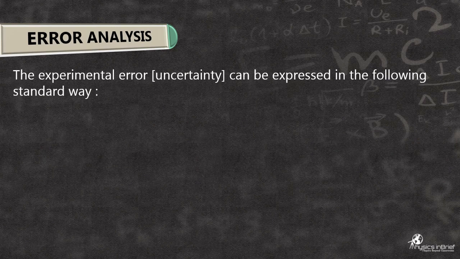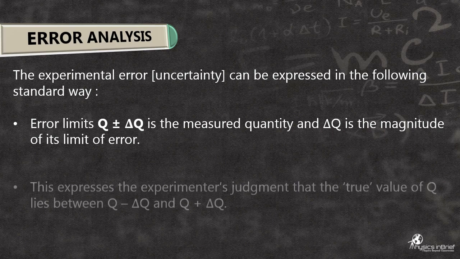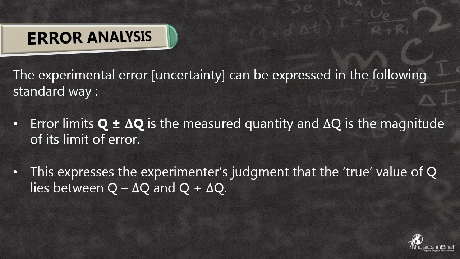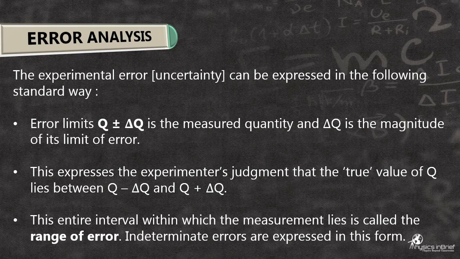The experimental error can be expressed in the following standard way. Error limits: Q plus minus delta Q, where Q is the measured quantity, and delta Q is the magnitude of its limit of error. This expresses the experimenter's judgment that the true value of Q lies between Q minus delta Q and Q plus delta Q. This entire interval, within which the measurement lies, is called the range of error. Indeterminate errors are expressed in this form.